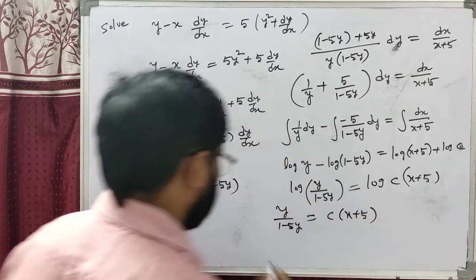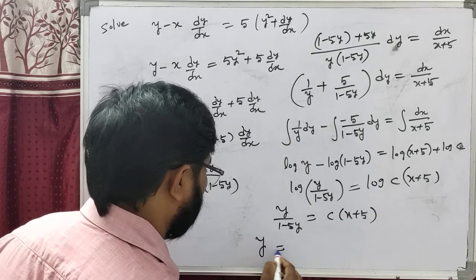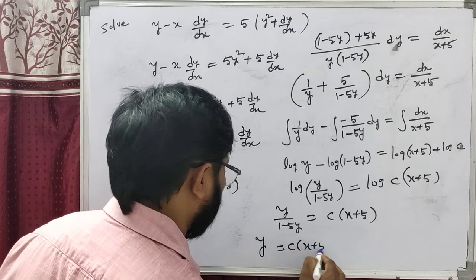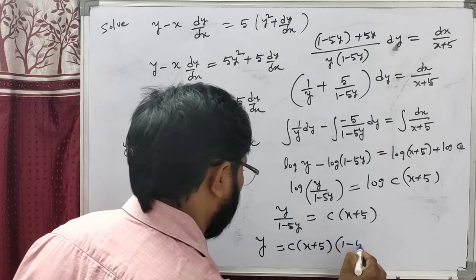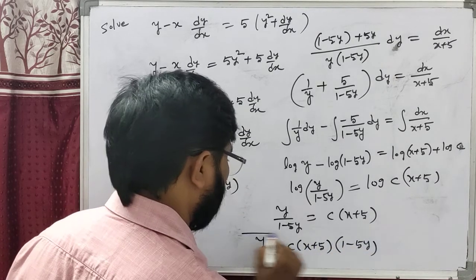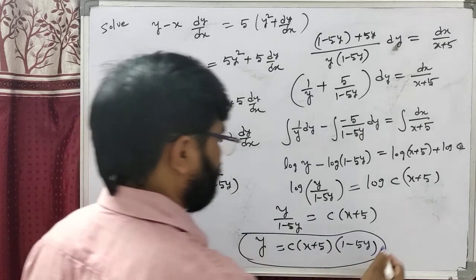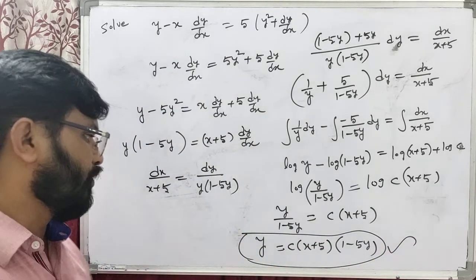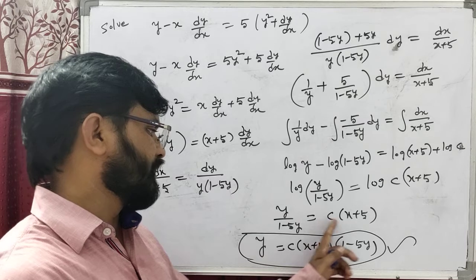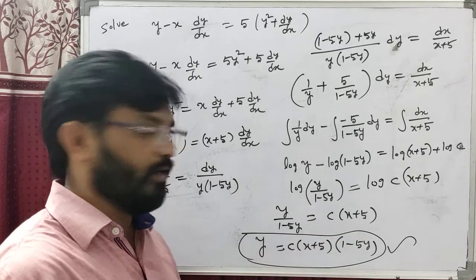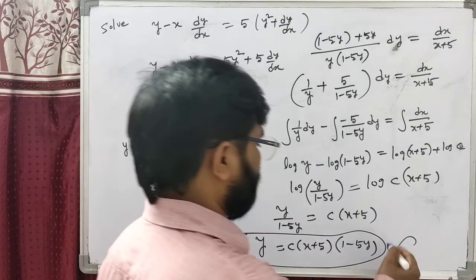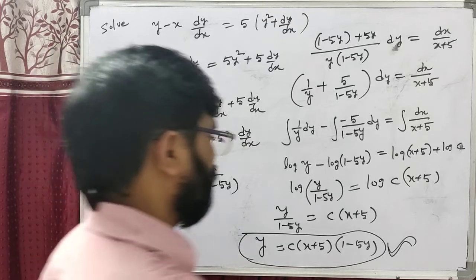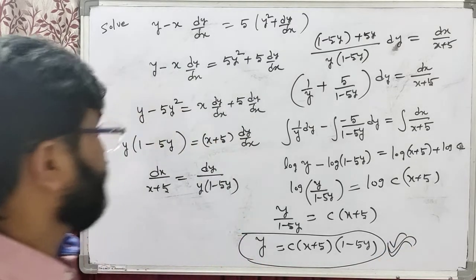Okay students, now we got y equal to c into x plus 5, into 1 minus 5y. What students, what did we get here? We can take y equal to c into x plus 5 into 1 minus 5y. This is our required equation. Okay.